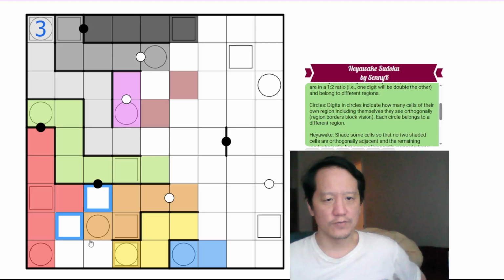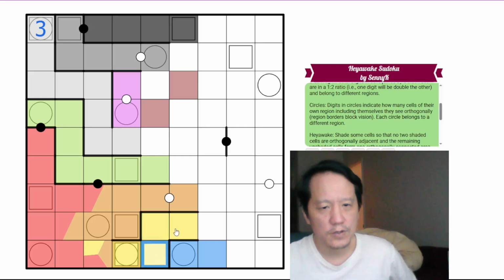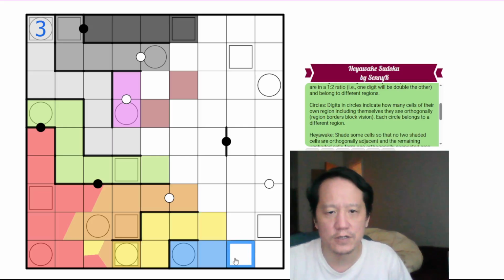Orange could be any of these 3. This is guaranteed to be red. So we could have red here or orange, and yellow could also be here. So yellow has to go out, so that's yellow. This is blue.